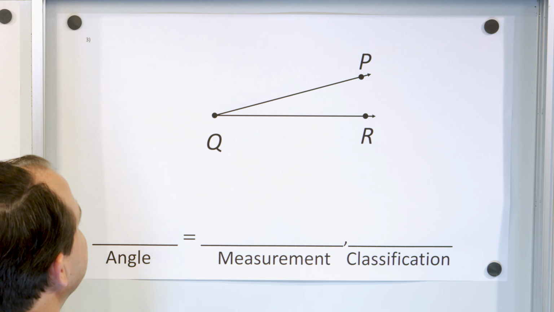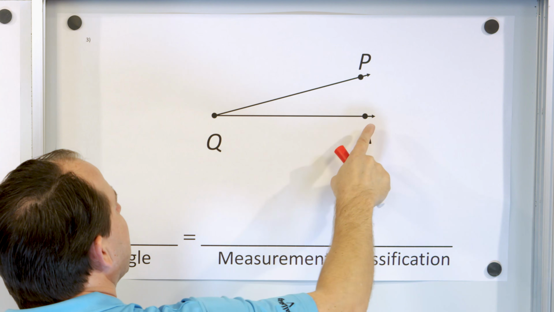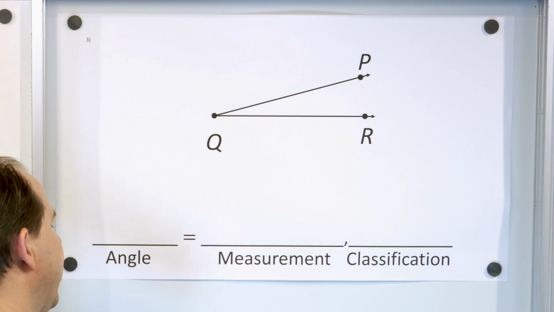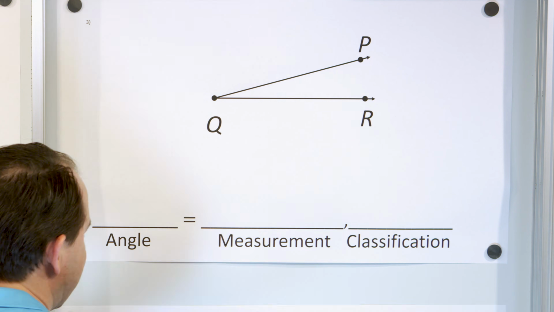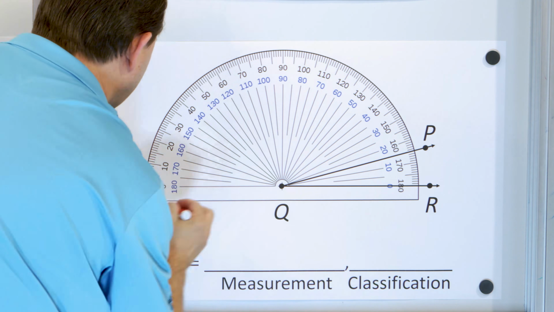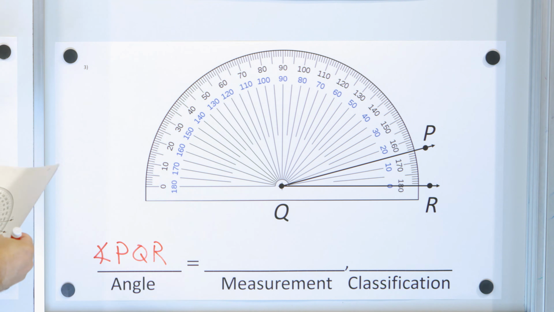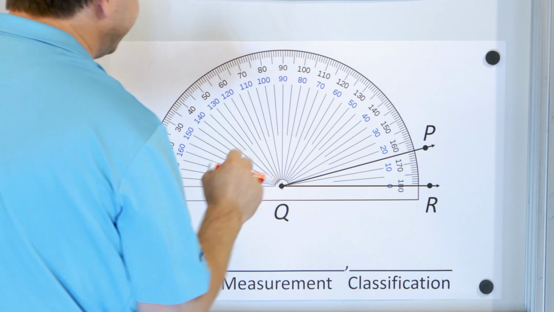We have an angle here. What would we name this angle? We could call it PQR. Or we could call it RQP. Either way is fine. So we put our protractor on top, which is what we have here, and we're going to call this angle PQR. You can call it angle RQP if you'd like.